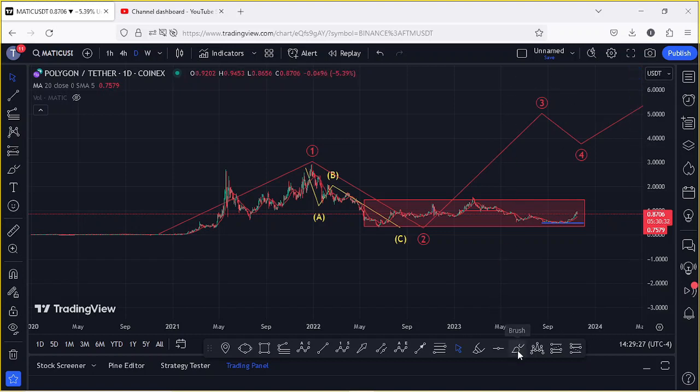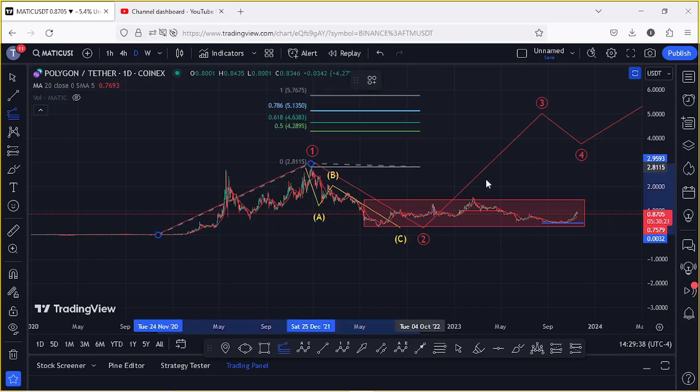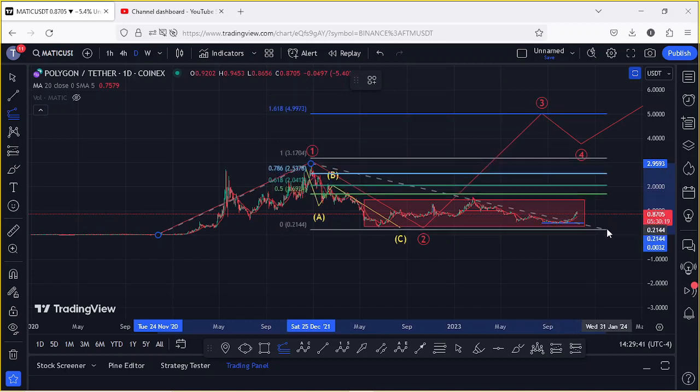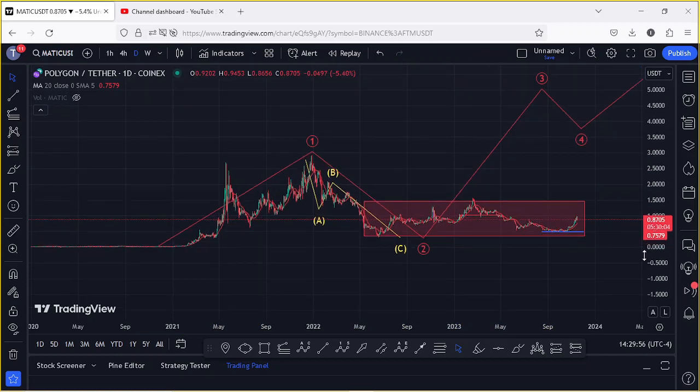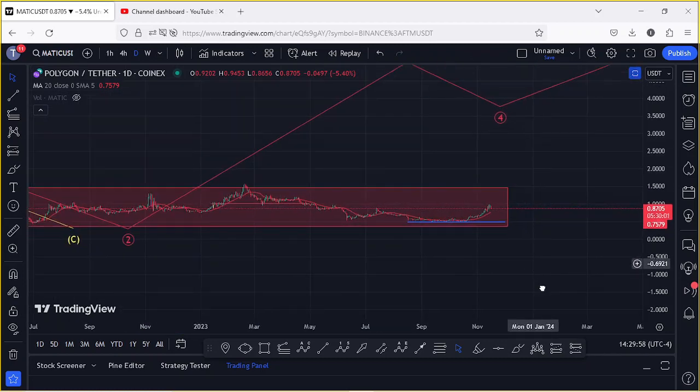The minimum target area for the third wave can be given by connecting the trend-based Fibonacci from the low of the first wave to the high of that wave 1, then dragging the fibs to the low of the second wave. This gives me a minimum target area for the third wave at the fib level 1.618, and that is above the $5 mark, which is the minimum that we can expect that wave 3 to do to the upper side in the next coming months.